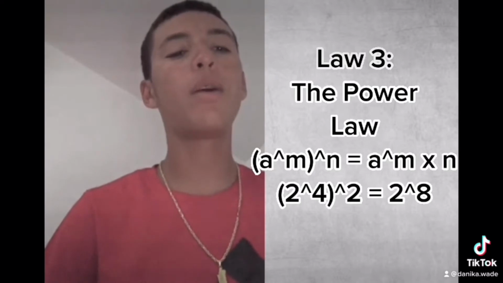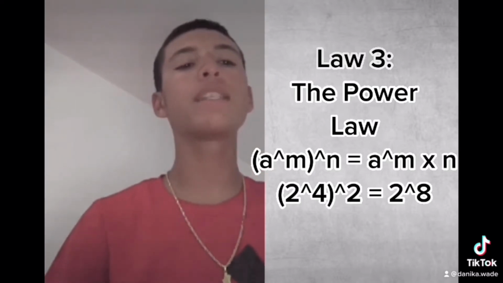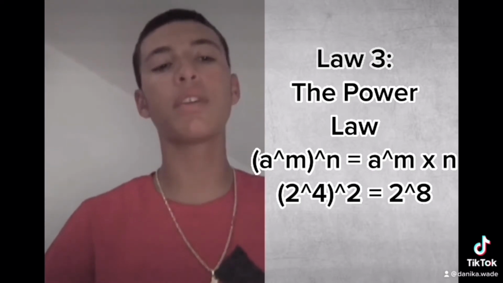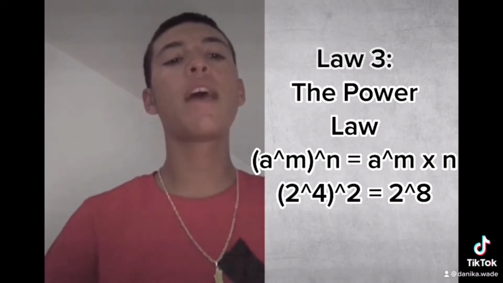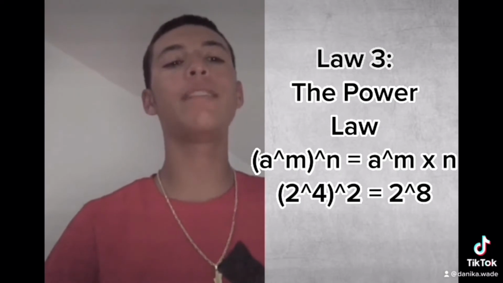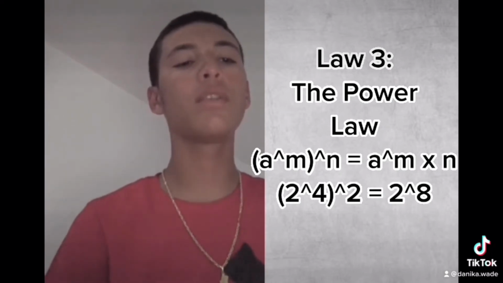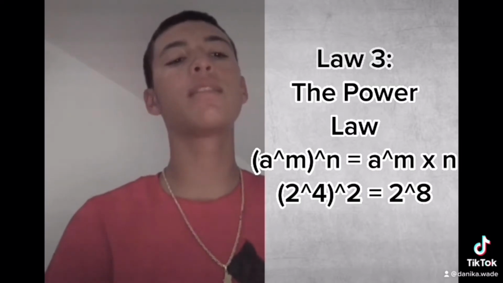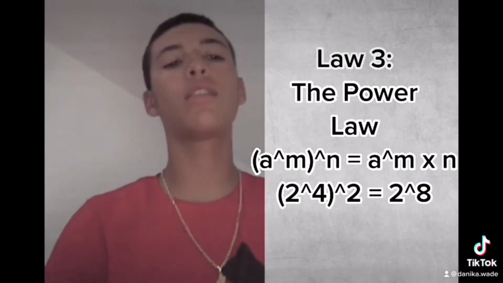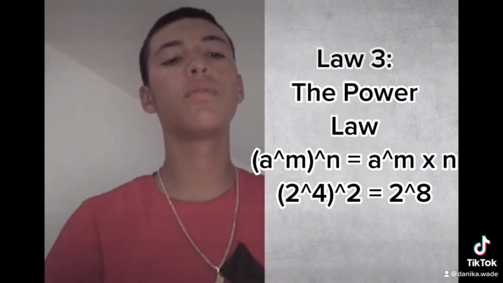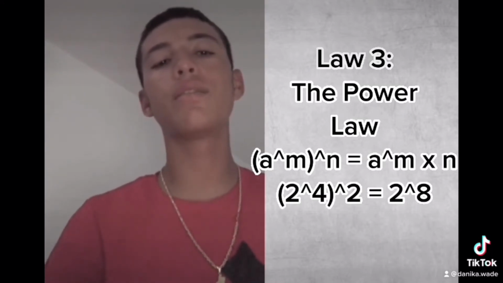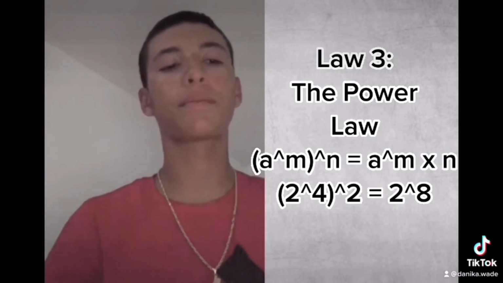Now comes law 3, the power law. Open brackets, a to the m power, close bracket, to the n power equals a to the m times n power. So 2 to the 4th power in brackets to the 2nd power is equal to 4 times 2 equals 8. So the answer is 2 to the 8th power.